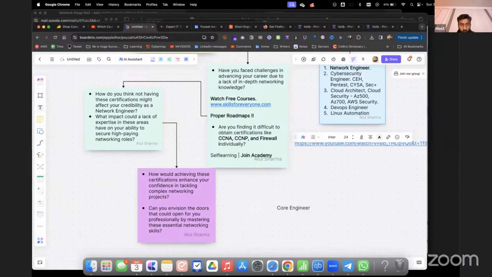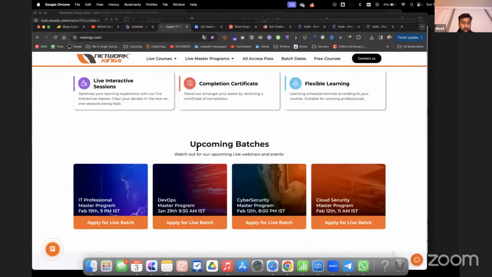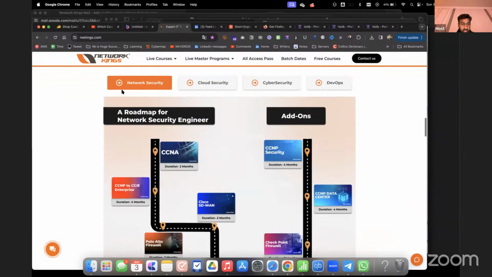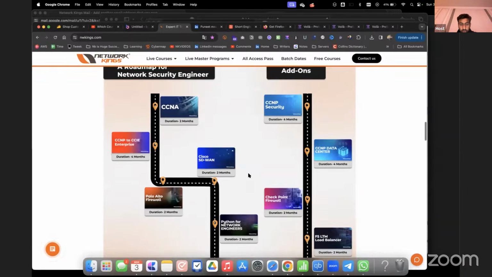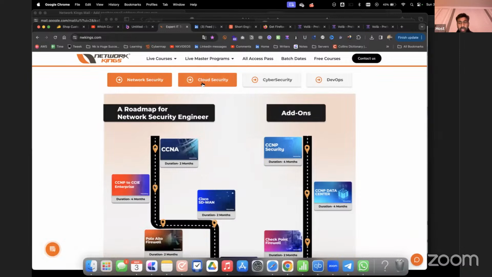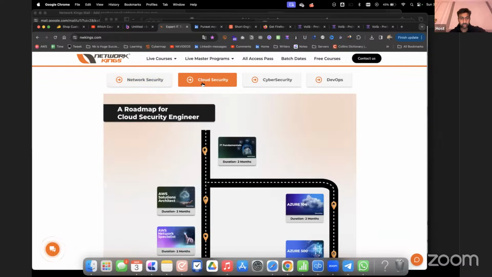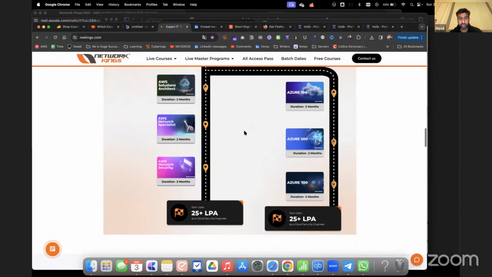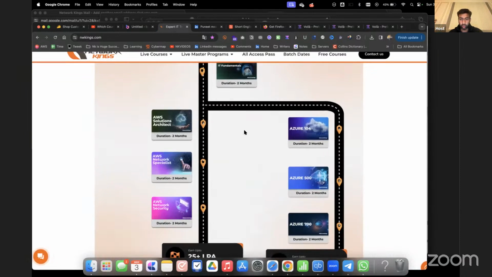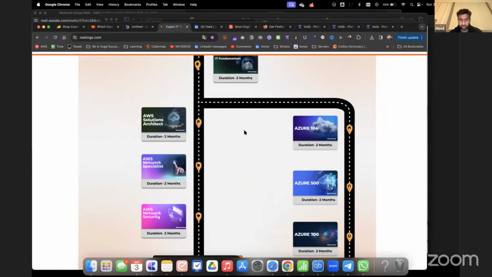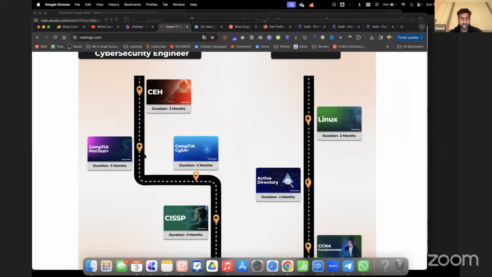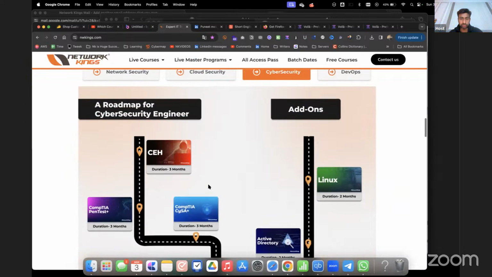So all these roadmaps we have already created on our website. If you go here, you can see this is the network security roadmap: what courses you should join first to become a network security engineer. This is the cloud security domain, that after basic IT fundamentals, you can go for these Azure 104, 500, 700. Cybersecurity like certified ethical hacking, CompTIA, pen test. So these are the roadmaps basically.